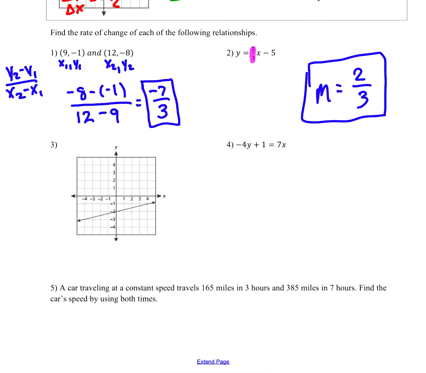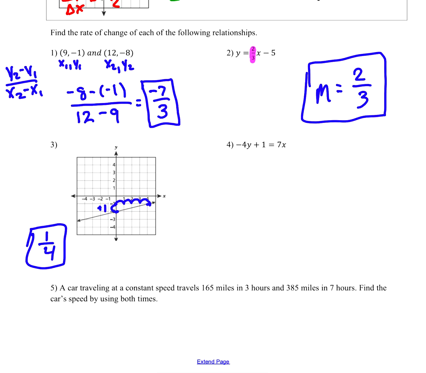Number 3. You could take 2 points out if you want to. I'm just going to do the y2 minus y1 over x2 minus x1. I'm going to solve this thinking of rise over run. So I pick 2 points here. I go up 1, so my change in y is 1. And I'm going to the right, so it's positive 1, 2, 3, 4 to the right, 4. So my slope is just 1 over 4.